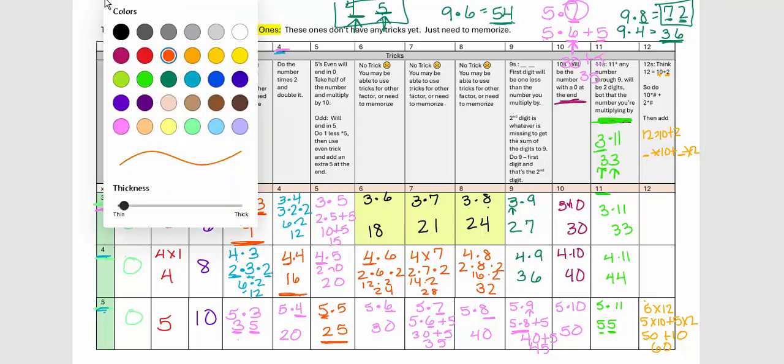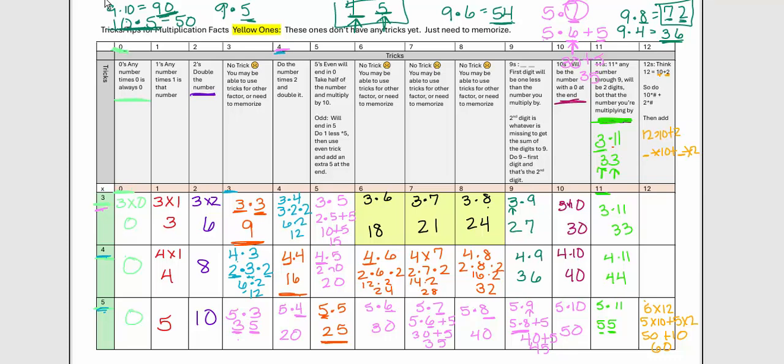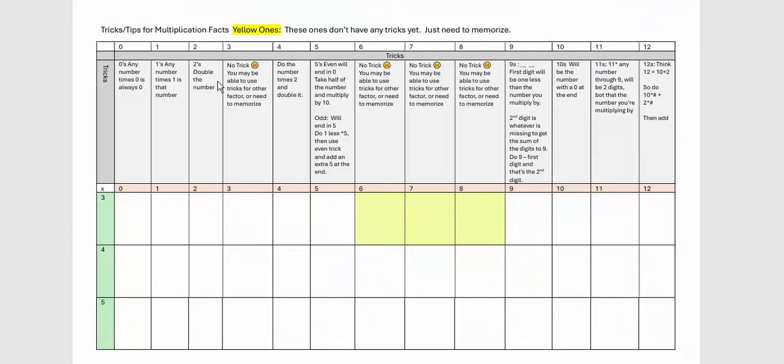And last, with these 12s, 3 times 12, well, that's 3 times 10, plus 3 times 2, so 30 plus 6, 36. 4 times 12, you can think 4 times 10, plus 4 times 2, so 40 plus 8, which is 48.